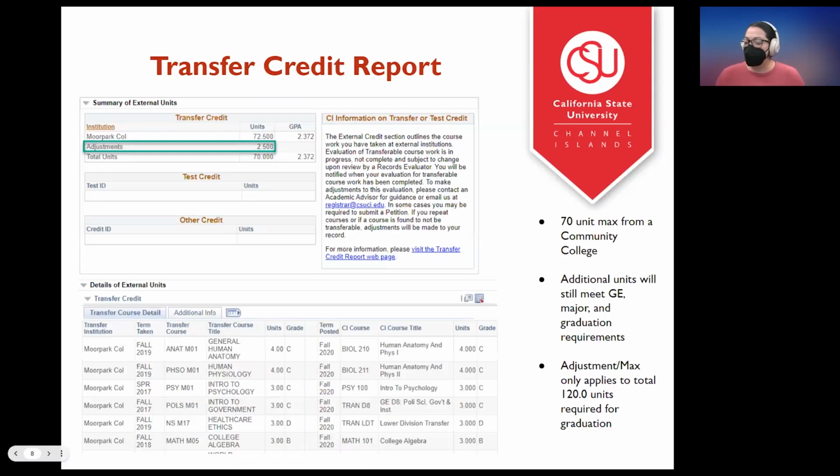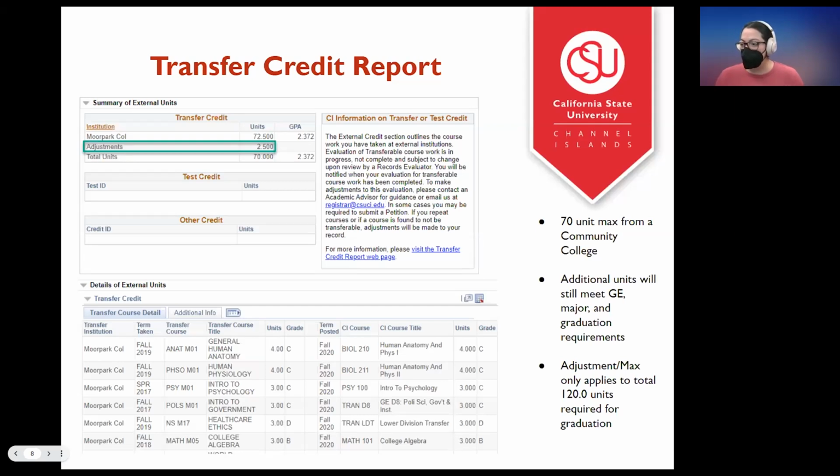Okay, so first we'll start off with the transfer credit report. In your transfer credit report, you'll see the total units that you've transferred to CI, including any test credit. If you took AP test, IB, make sure you have those scores sent to us from College Board. Please be aware that there's a 70 unit maximum allowed to count towards your total units from a community college.